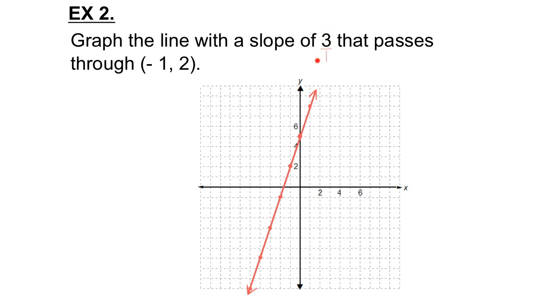So up 3, right 1. So from that point, I'll go up 3 over 1, up 3 over 1. And I can even go backwards, down 3, left 1, down 3, left 1. Once I have some points, I just draw a line through them, and it's as easy as that.